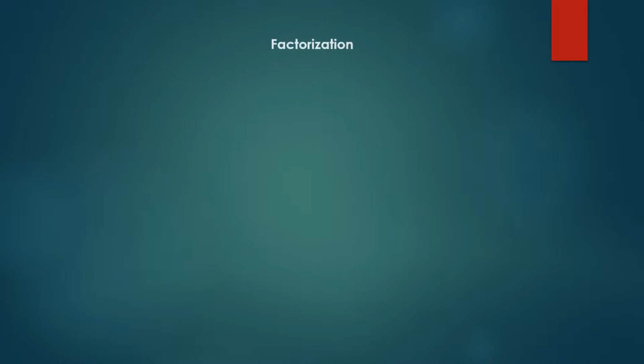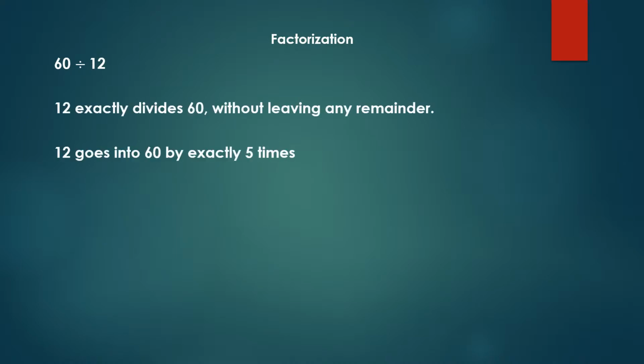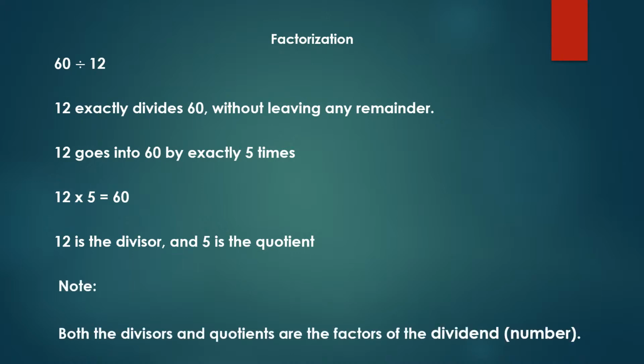Now I divide 60 by 12. 12 goes into 60 5 times. 5 times 12 is 60. Thus 12 is the divisor and 5 is the quotient. Note, both the divisors and quotients are the factors of the dividend.